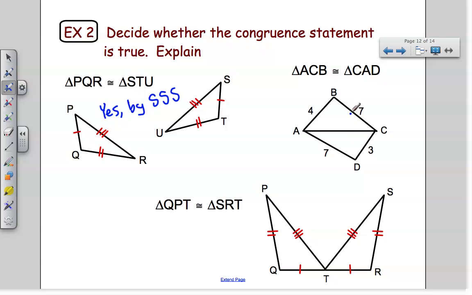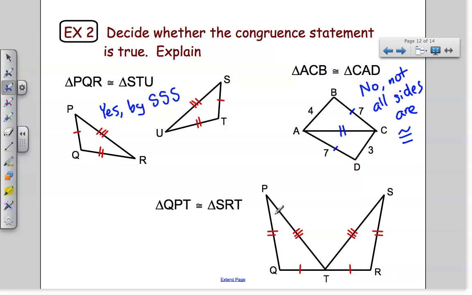Well, I see that these sides are both 7. They're congruent. They share side AC, except you notice that these sides are not congruent. We would need all 3 sides congruent for this to work, so no, these triangles are not congruent. So I'm going to say no, not all sides are congruent. We need all 3 pairs of sides congruent for side, side, side to work.